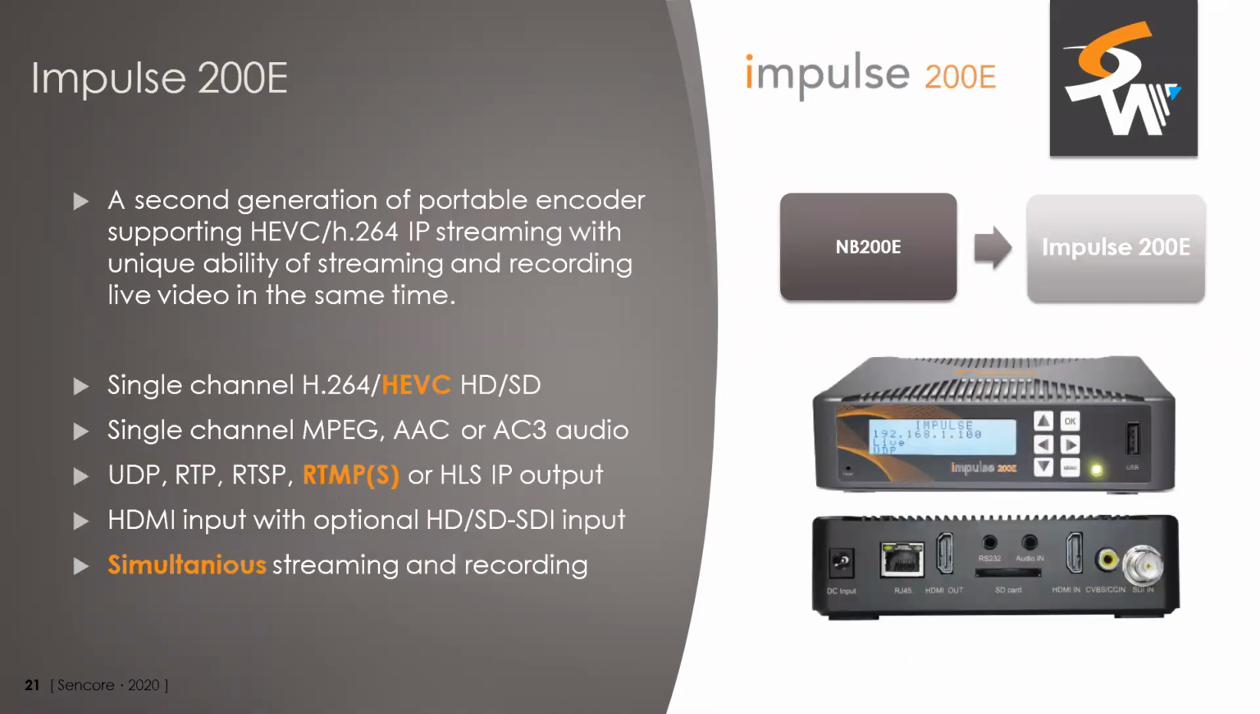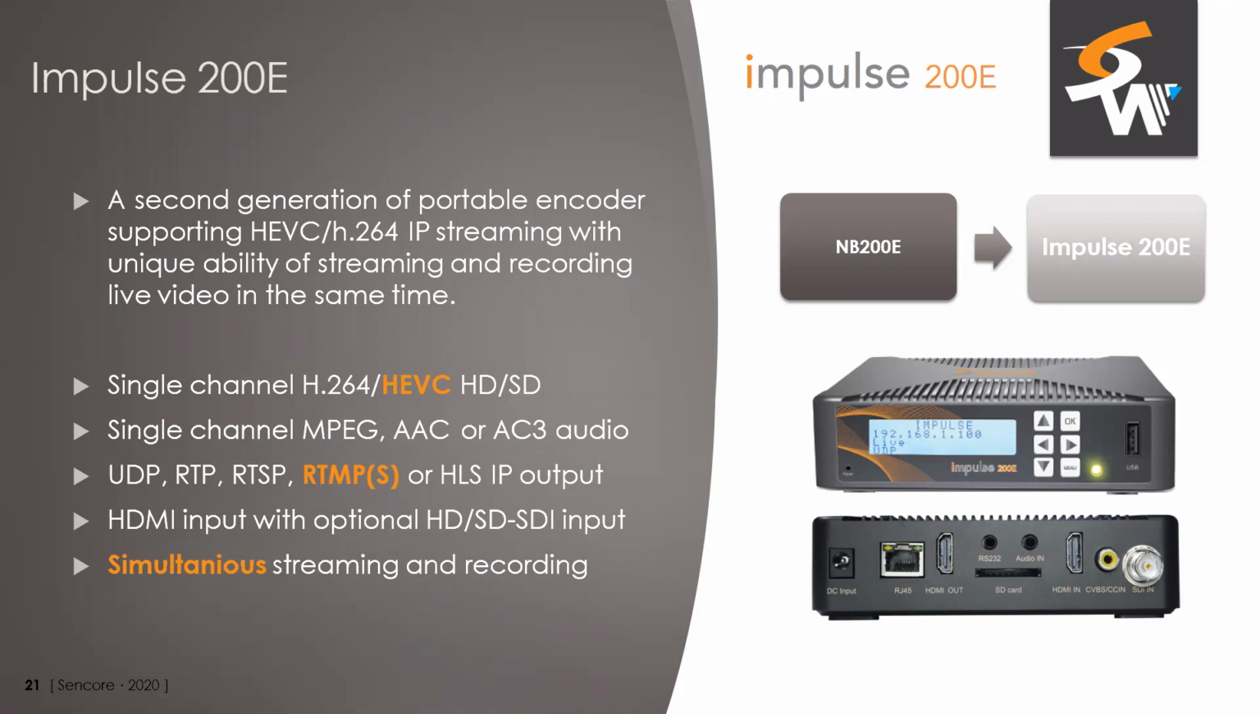So Impulse 200, the second generation of our portable encoders, was previously known as NB200E. Similar to 100, it's a single channel, single audio encoder, but it supports H.264 or HEVC in up to HD resolution. It supports only digital inputs. We have 2 hardware options, one with HDMI and SDI inputs, and the second one with just HDMI inputs.